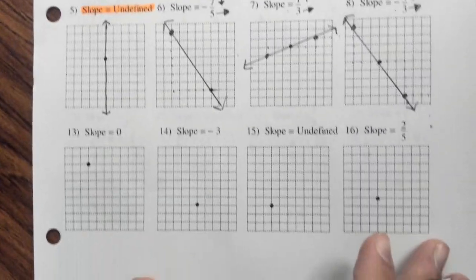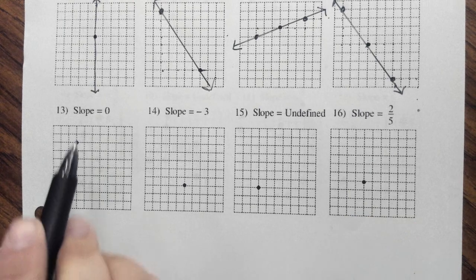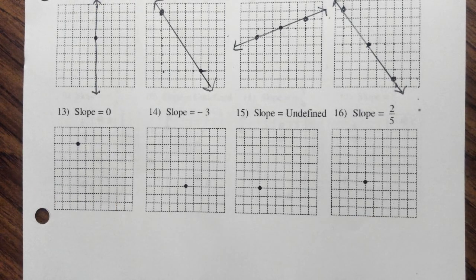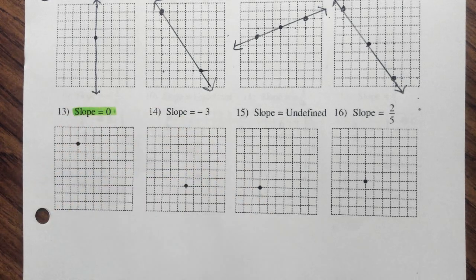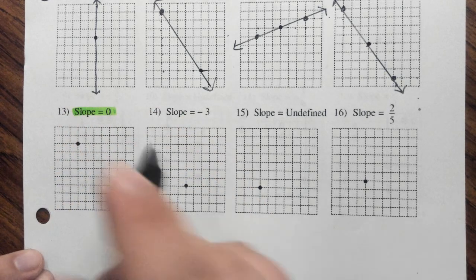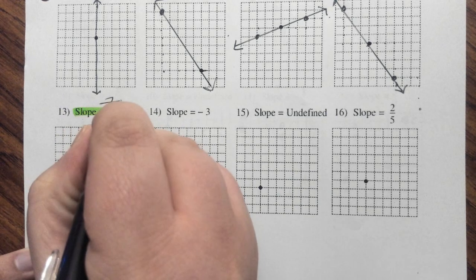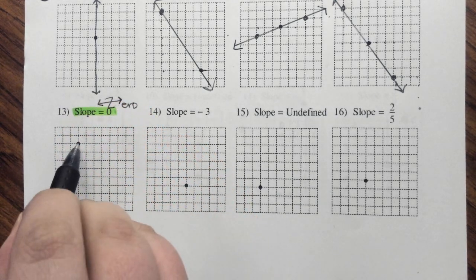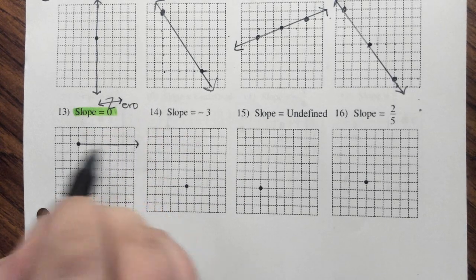Looking at that last row, if the slope is 0, then the line should be horizontal. So you're going to draw a sideways line through that point.